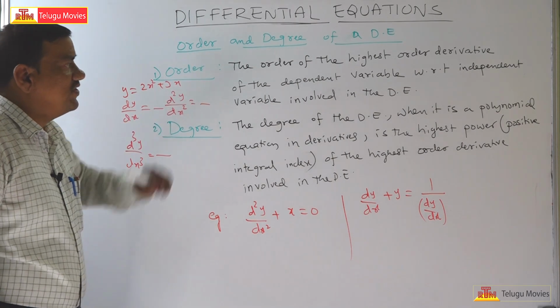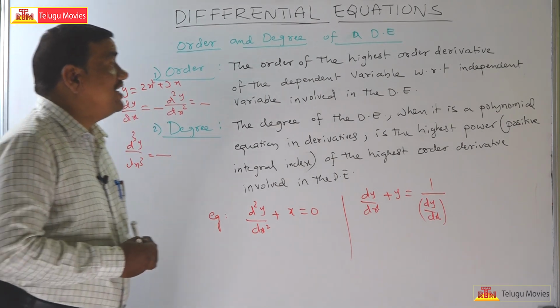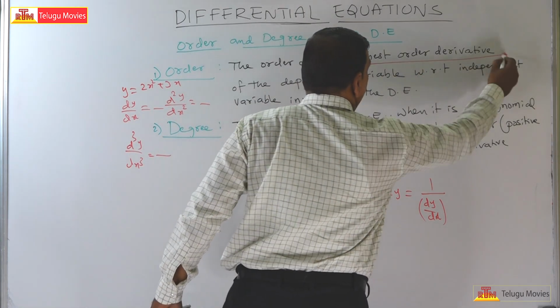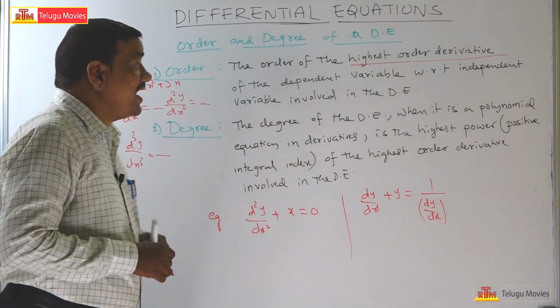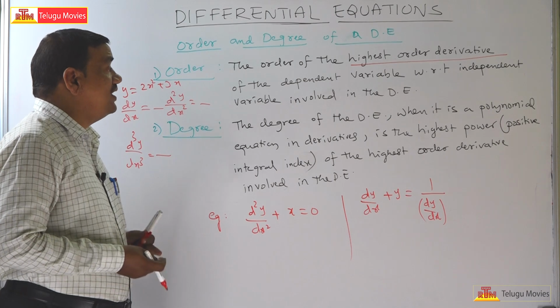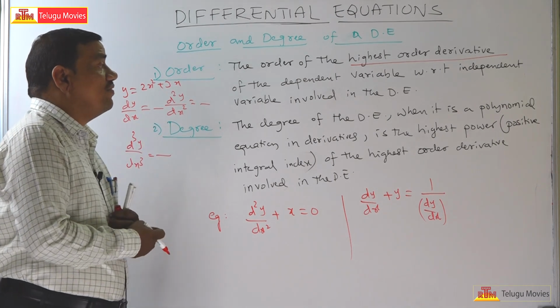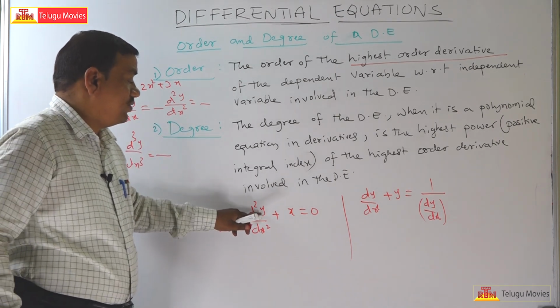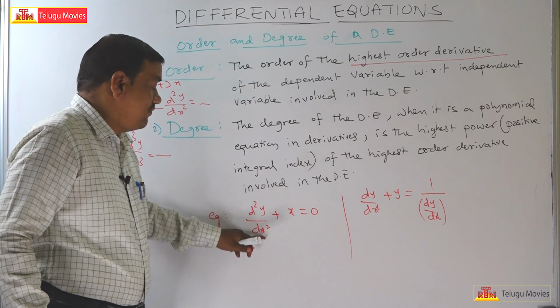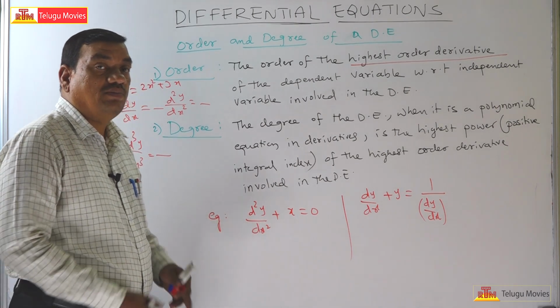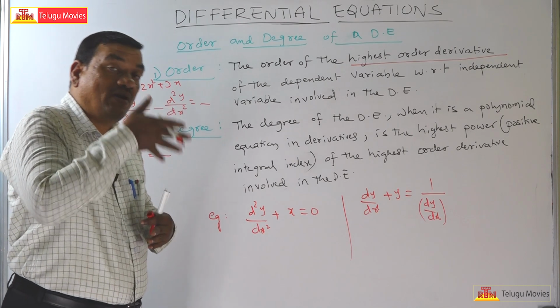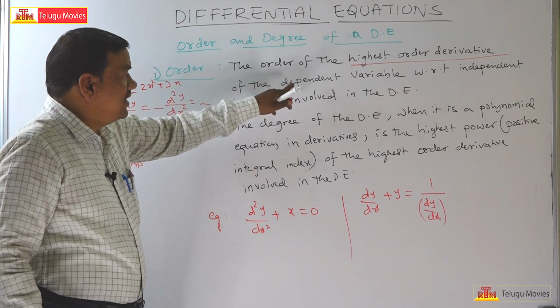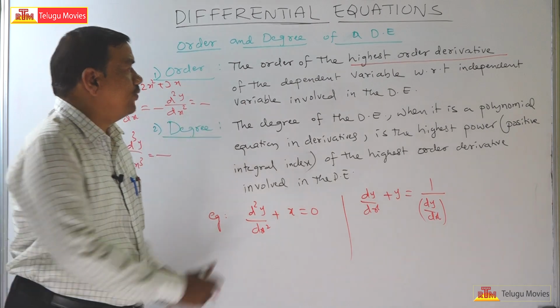Now the definition: the order of the highest order derivative of the dependent variable with respect to the independent variable. That means always y should be the top, x should be the bottom: dependent variable with respect to independent variable.